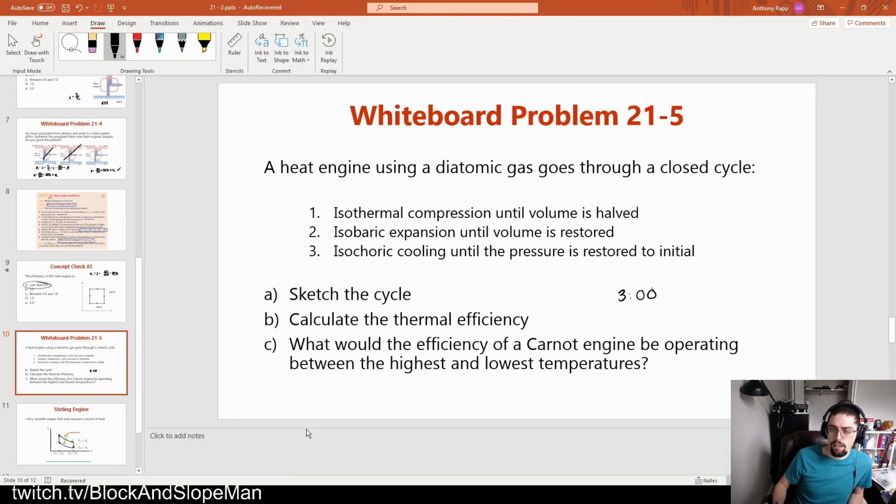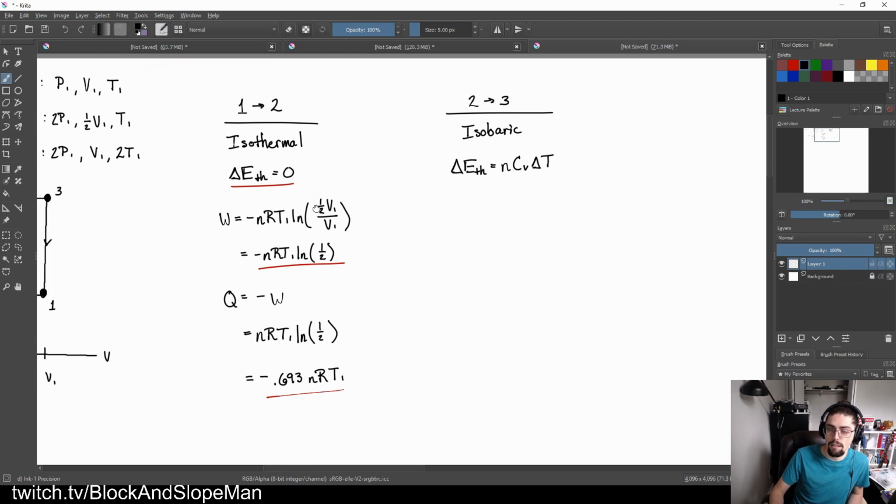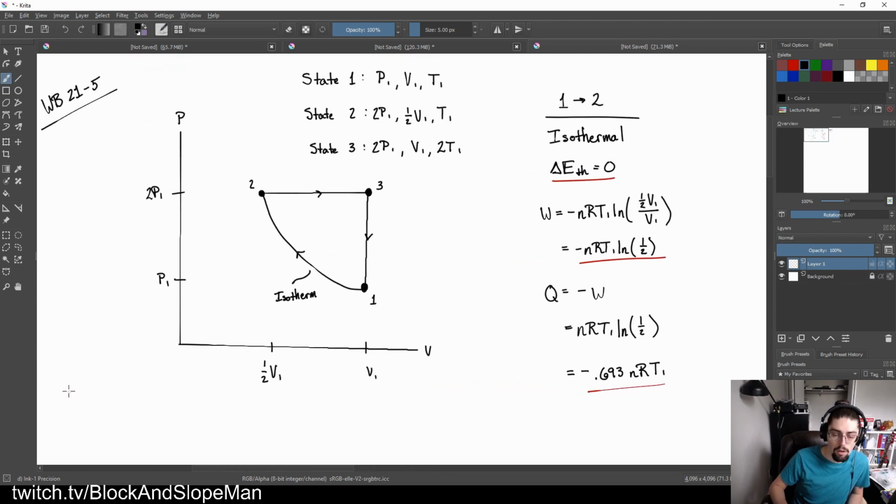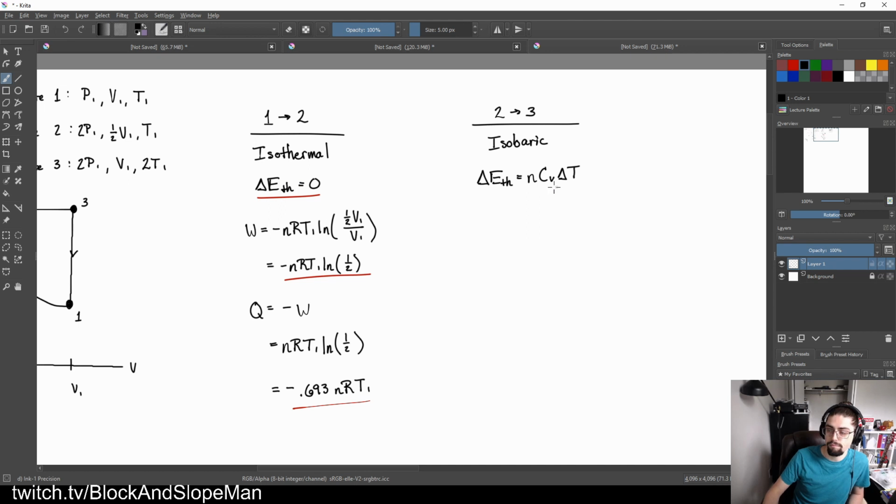Well, if we actually go back to the slide here, we are told that we're using a diatomic gas. And as long as we're doing a diatomic gas, then we know, I'll write it over here in this corner, CV is supposed to be 5/2 R. CP is supposed to be 7/2 R. So we do have those values at least. And then delta T.